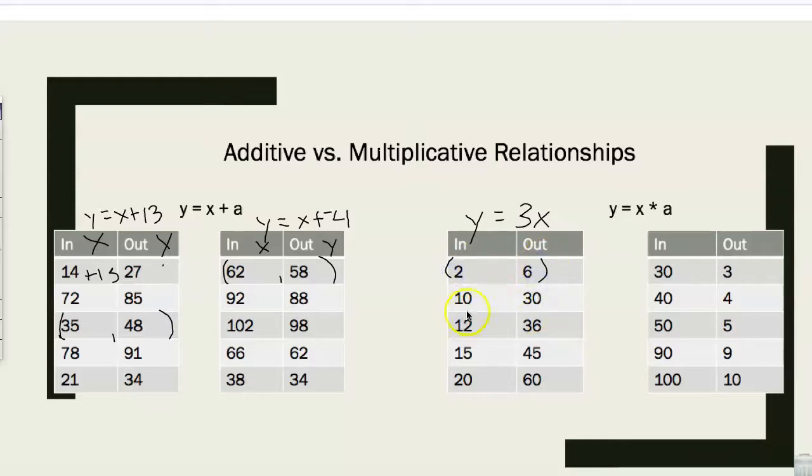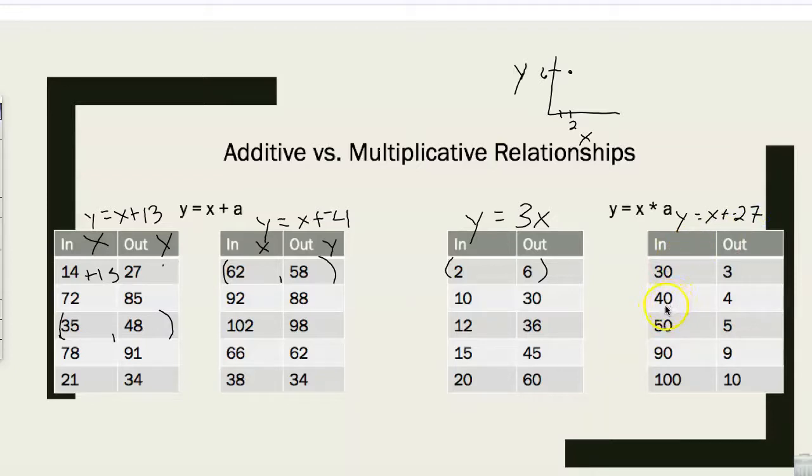So if I were to plot this on a graph, which I'll do a couple more in a minute, my x would go at the bottom, my y would go up and down, and this was 2, and then this was 6 up here. I would go over 2, up 6, and put my dot. Okay? All right, next one. This one's kind of tricky because just looking at the first one, I would say, oh, well, this is y equals x plus a negative 27.